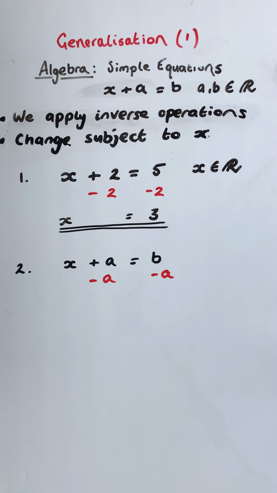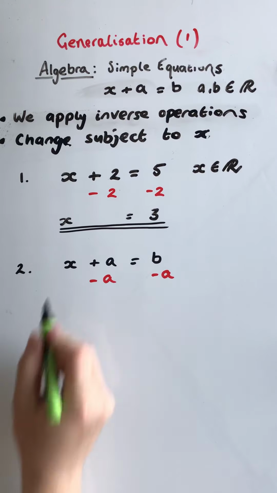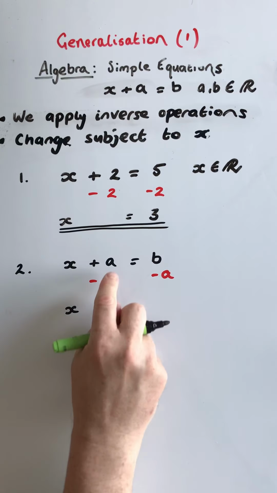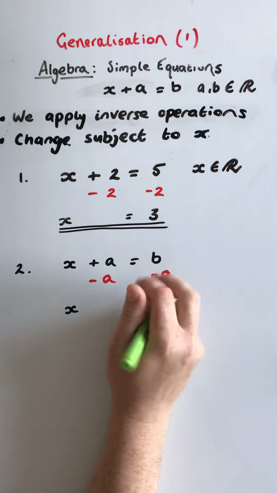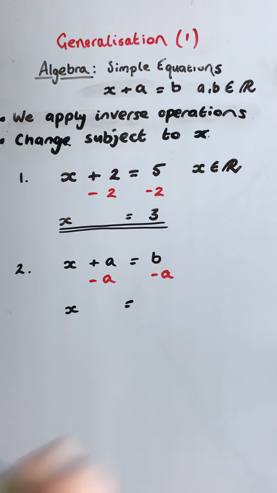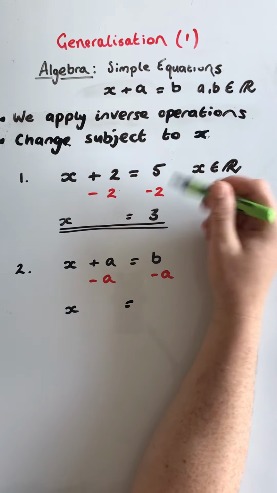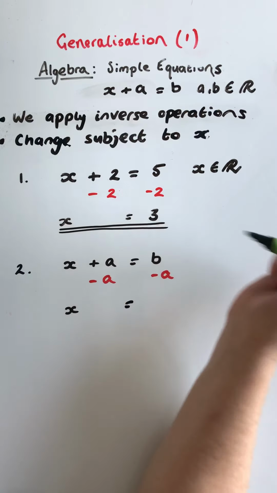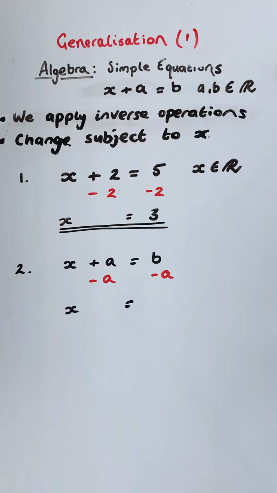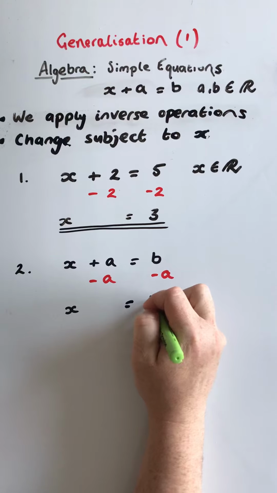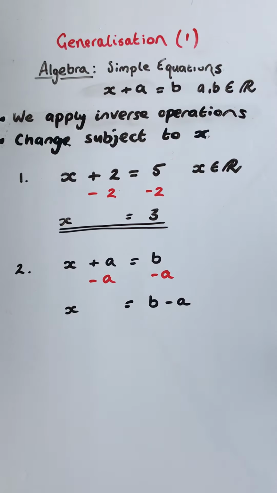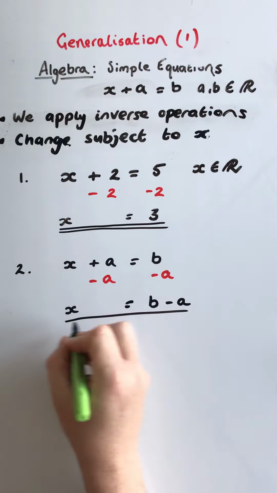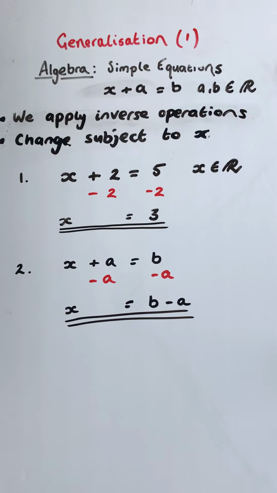x on its own. a minus a is 0. What's b minus a? Well, we don't know what b is, what value it is. We know it exists on the number line. We don't know what a is, but we know it exists on the number line. So we would just write it as b minus a. And that's a generalisation of what you are doing here.